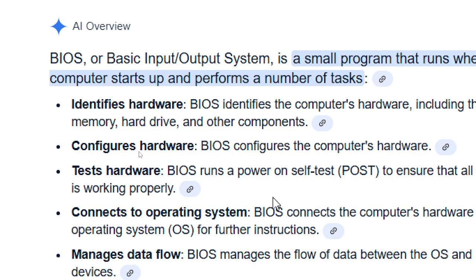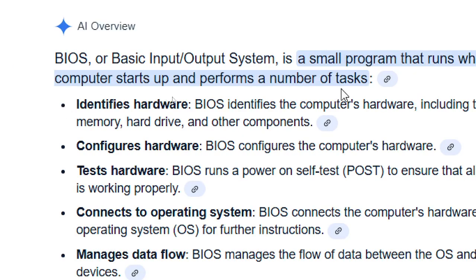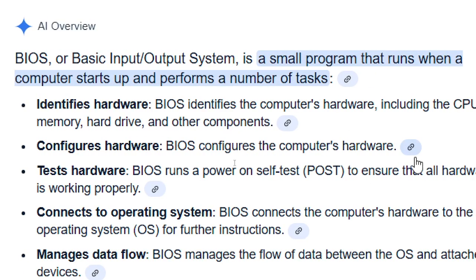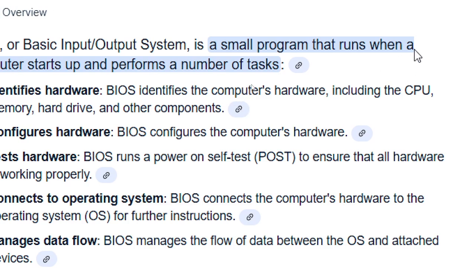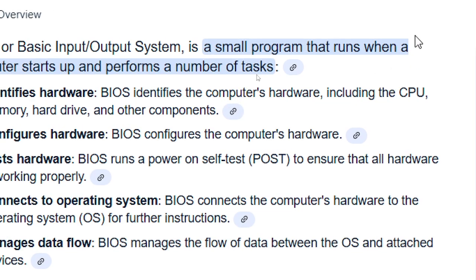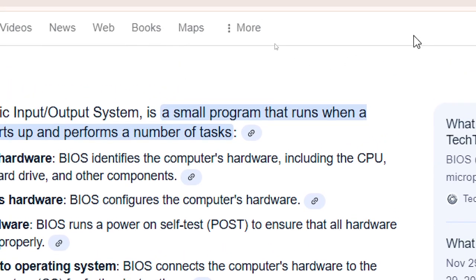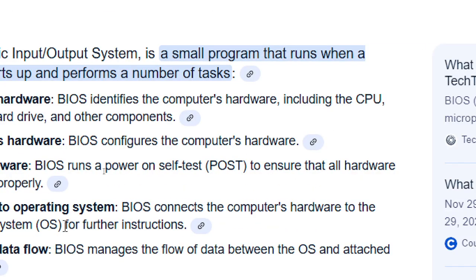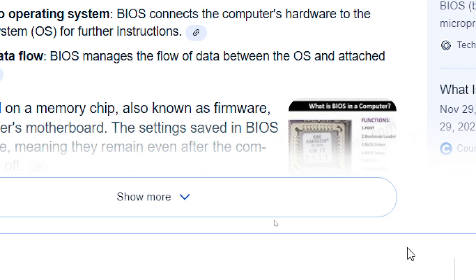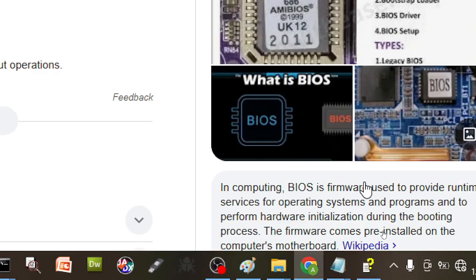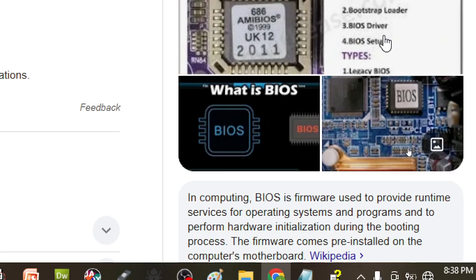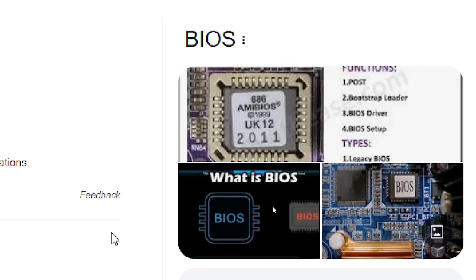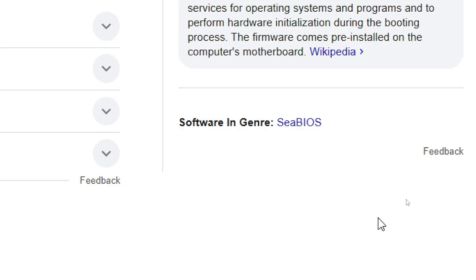power on self-test. That is the BIOS. This is a small program that runs when a computer starts up and performs a number of tasks. So this BIOS is the one you see on the screen when you open your computer. Press F2 for the BIOS, press Escape for the BIOS. If you enter the BIOS, you will not enter the hard disk. This is the BIOS inside your computer. When you open your computer, it will run the BIOS first.